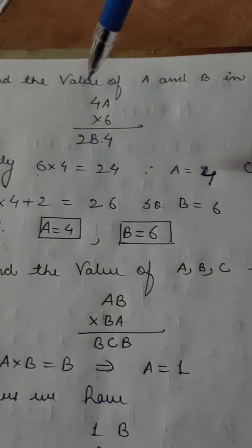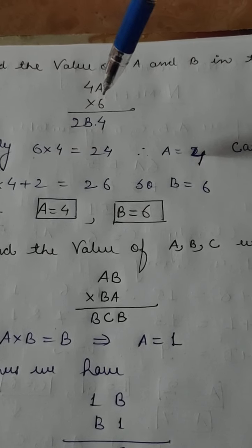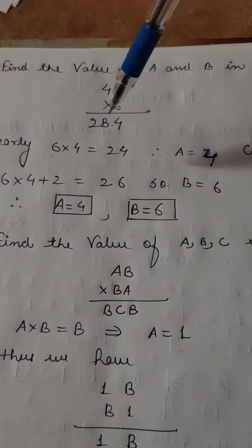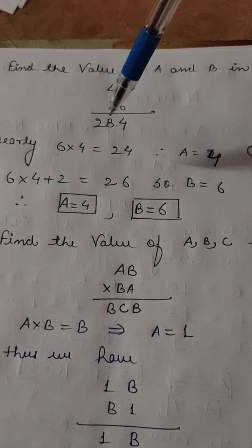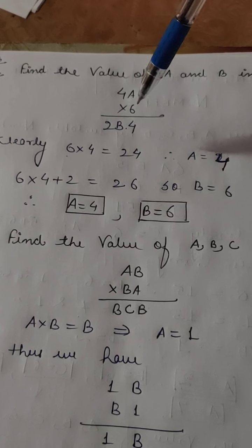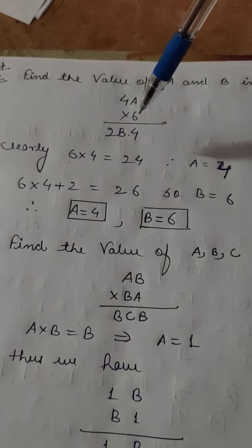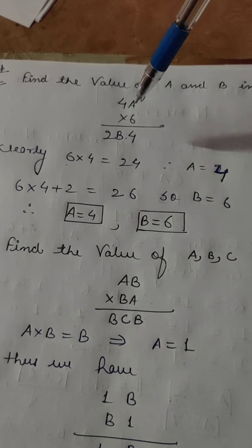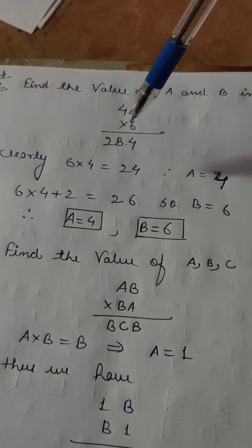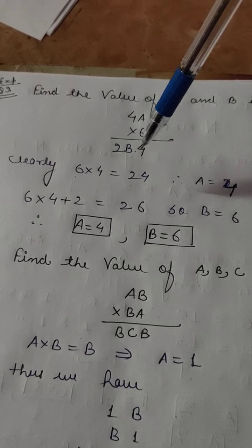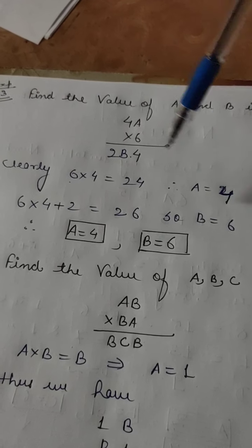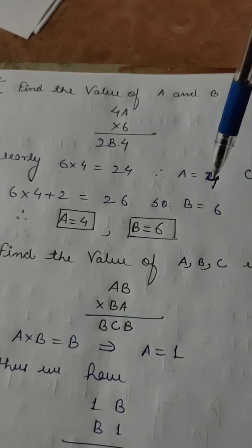Question number 3 is find the value of A and B in the following question. 4A into 6 will give the result 2B4. You have to find the value of A. Now tell me what should be multiplied with 6. Here A is multiplied with 6. What should be the value of A so that here the value comes 4? Then 6 multiplied by 4 is 24, so the value should come 4 and 2 will be carry. Therefore the value of A is 4.